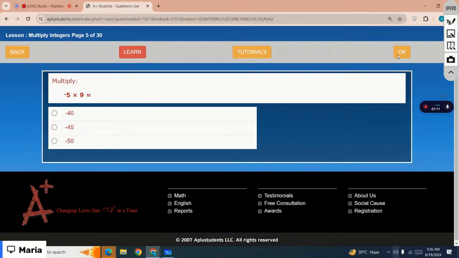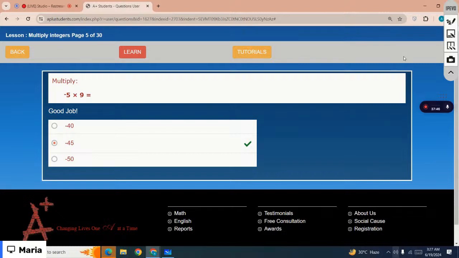Negative 5 times 9, which is the correct option? Negative 5 times 9 is negative 45. Option number 2 is the correct option. Got it?